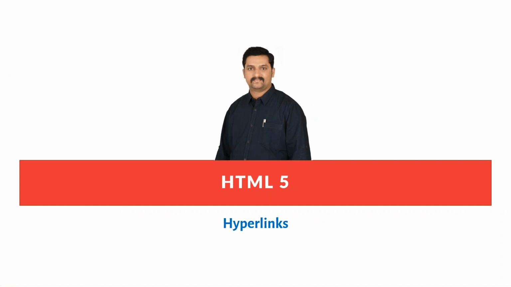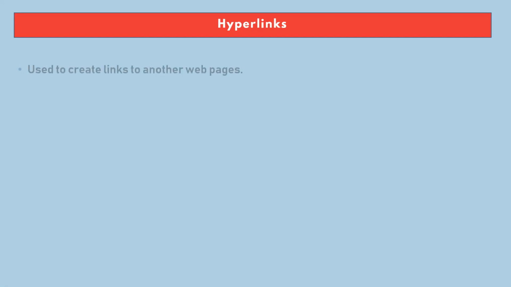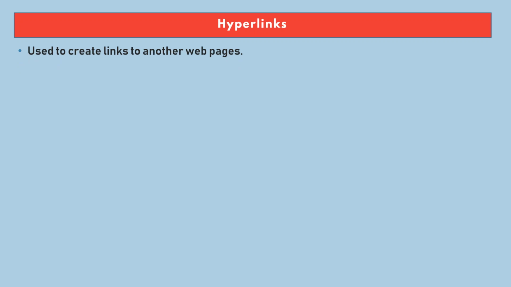First, let us see hyperlinks. Hyperlinks are used to create a link from one page to another page. For example, we have multiple pages and I want to create the link from one page to another page. How do we create the link?